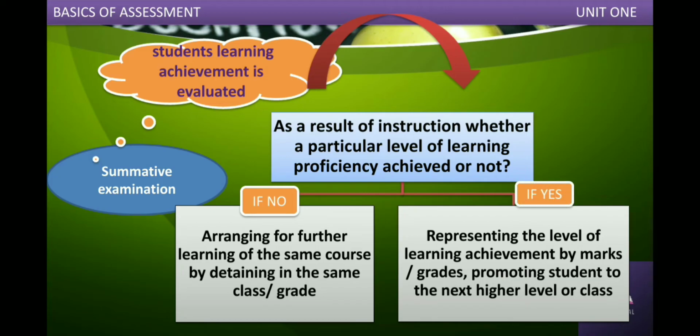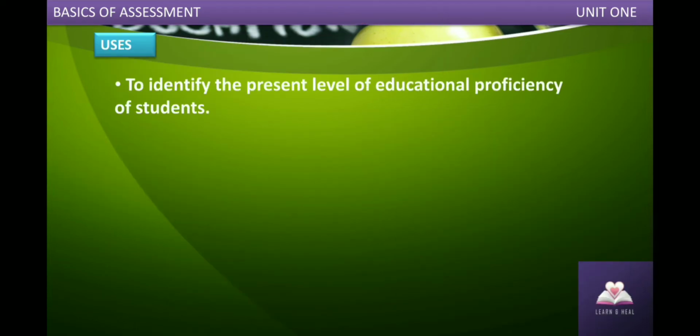If yes, he attained that particular level of learning proficiency, then the level of learning achievement is represented by marks or grade, promoting students to the next higher level. They'll be given grades, A plus, B plus, like that, and then promoted to the next higher class. Then what are the uses of the summative assessment?